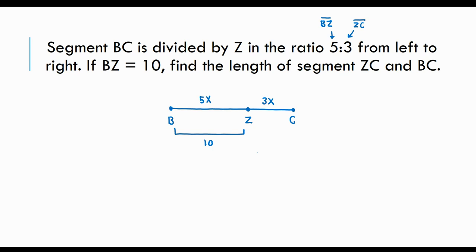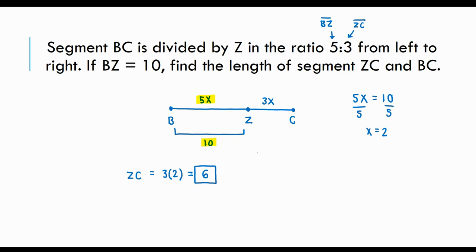So very similar to the last problem that we just did, notice that 5x and 10 are represented by the exact same segment, BZ. And so when you have two things representing the exact same segment, my equation is that I get to set those two equal to each other. So 5x equals 10, divide by 5, and I know that x equals 2. That's going to help me find the length of the segment ZC because ZC is represented as 3x. So plug that value of x, which is 2, back in. 3 times 2 gives us our first answer. ZC is a length of 6.